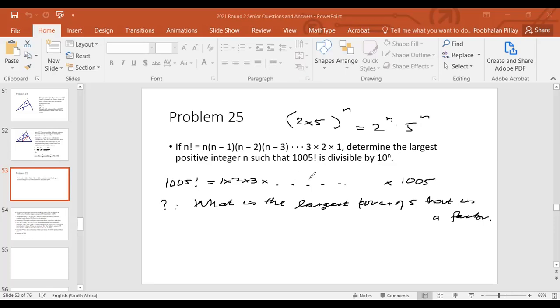Your first answer would be, well, I got 5, 10, 10 is 5 times 2, 15, and so on, going up to this. So if you count how many 5s there are in 5, 10, 15, and so on to 1005, it will be 1005 divided by 5, because these are all multiples of 5. So the number of 5s is 201.